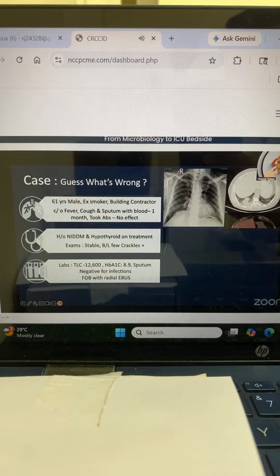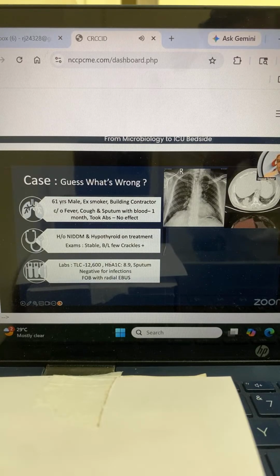So, moving on to the next one. This is a building contractor. Again, a very important thing is to look at the occupation of these patients. An ex-smoker, 61-year-old male, with fever, cough and sputum occasionally stained with blood for 1 month. Took multiple courses of antibiotics, no effect. Diabetes and hypothyroidism were there. This patient had a slightly raised TLC, 12,600, HbA1c of 8.9, and the sputum was negative for everything.